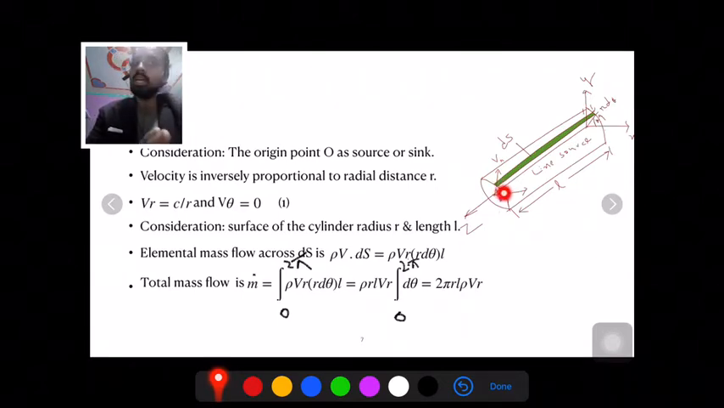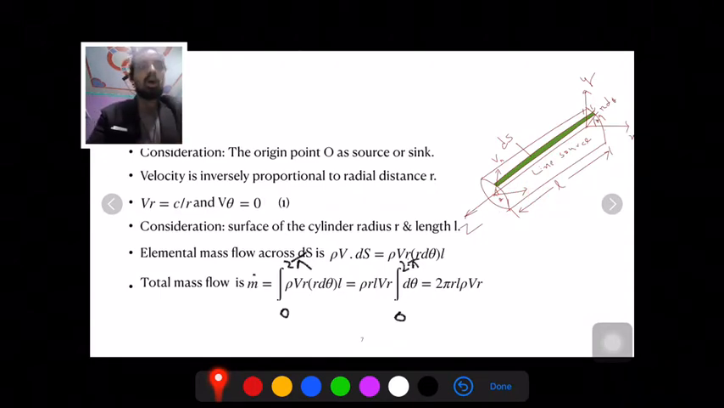Now the only contribution is from my radial component, right? The velocity is only contributed by my radial component. So the radial component is Vr. Vr is equal to constant by r. That means velocity is inversely proportional to my what? Radial distance. I am assuming my radial distance as r. Now I'm taking a cylinder of radius r as well as length L. You can see length L and radius r. So basically that is the cylinder that we have.